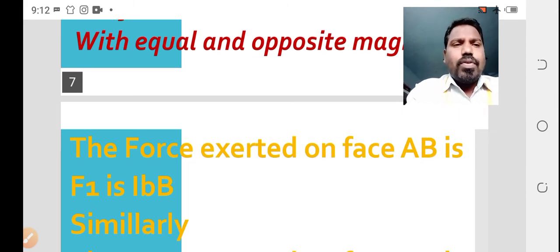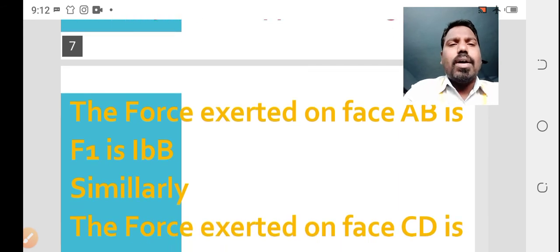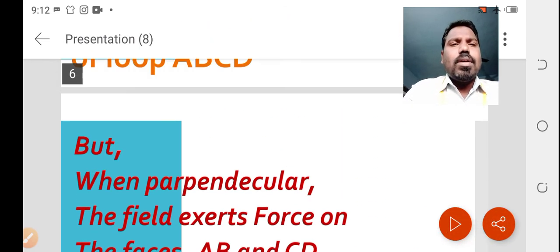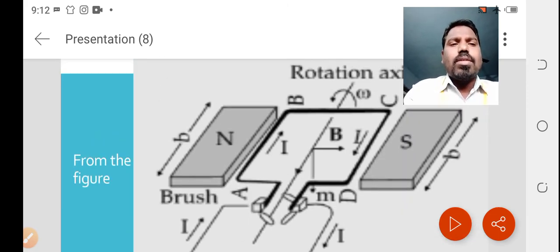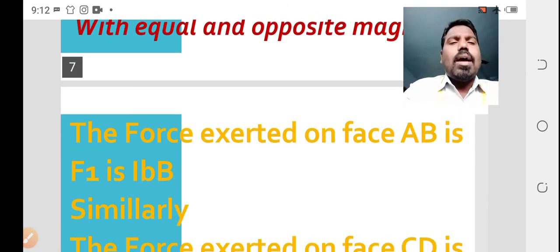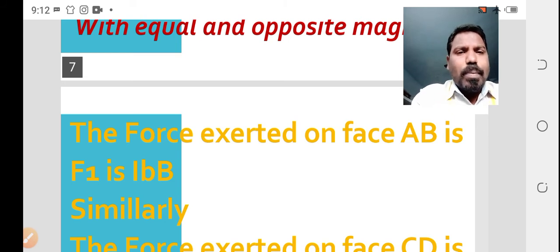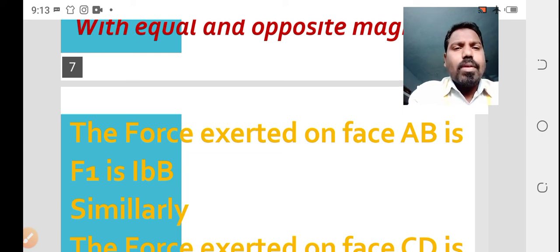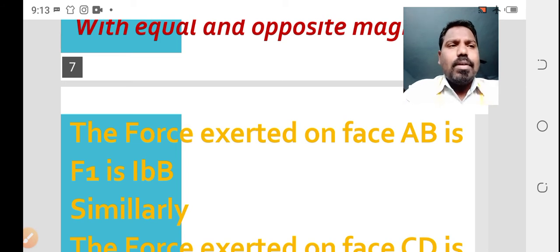Therefore, what is the force exerted on face AB due to the field B? The force exerted on face AB is considered as F1, which is equal to IBB, where I is the current, small b is the breadth, because it is a breadth concept, not a length concept, and capital B is the magnetic field. So F1 is IBB.